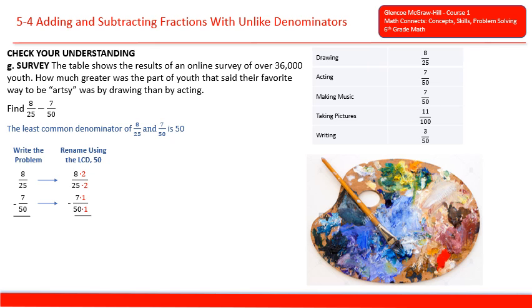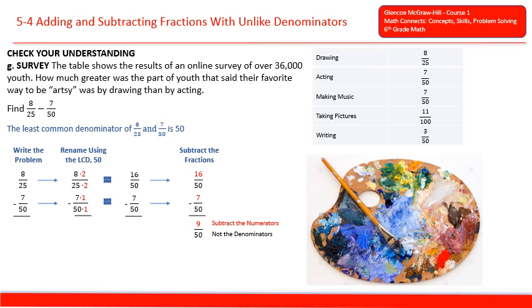So since we're doing math above, we'll use the identity property, multiply 7/50ths times 1, which can be 1/1. And we'll end up with 16/50ths minus 7/50ths. And if we do the math, 16 minus 7 is 9/50. We subtracted the numerators, but not the denominators.